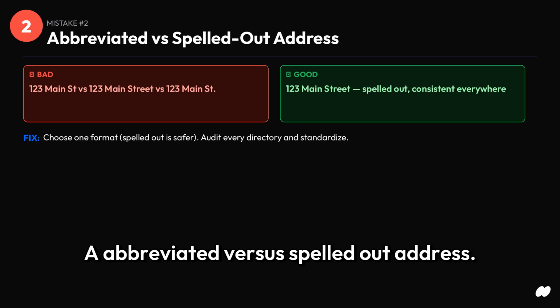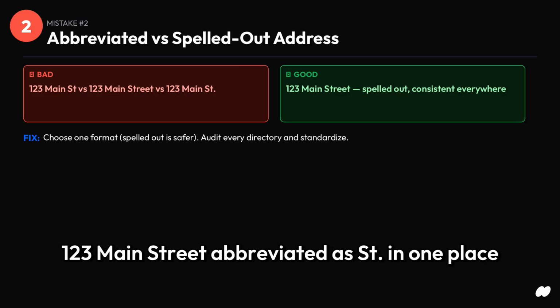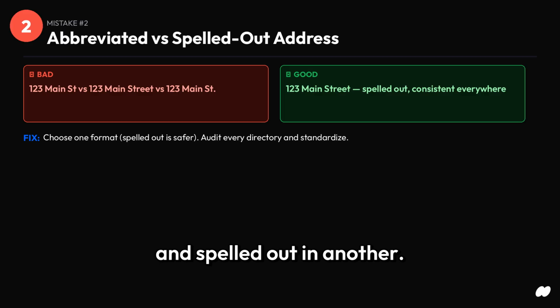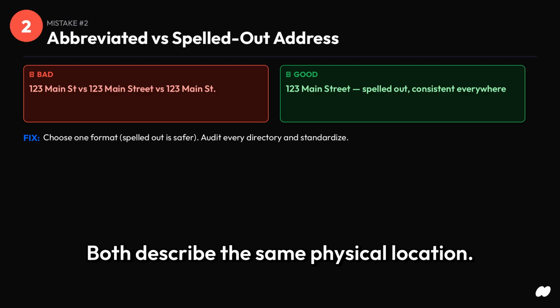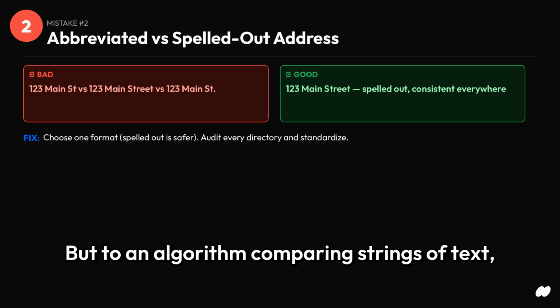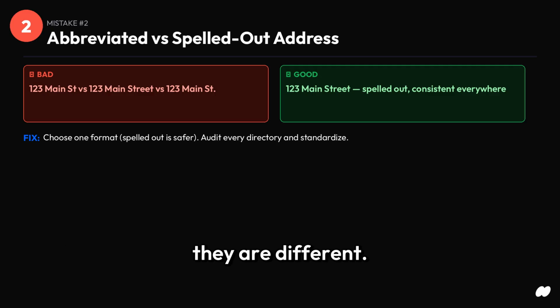Mistake number 2. Abbreviated versus spelled out address. 123 Main Street abbreviated as St. in one place and spelled out in another. Both describe the same physical location. But to an algorithm comparing strings of text, they are different.